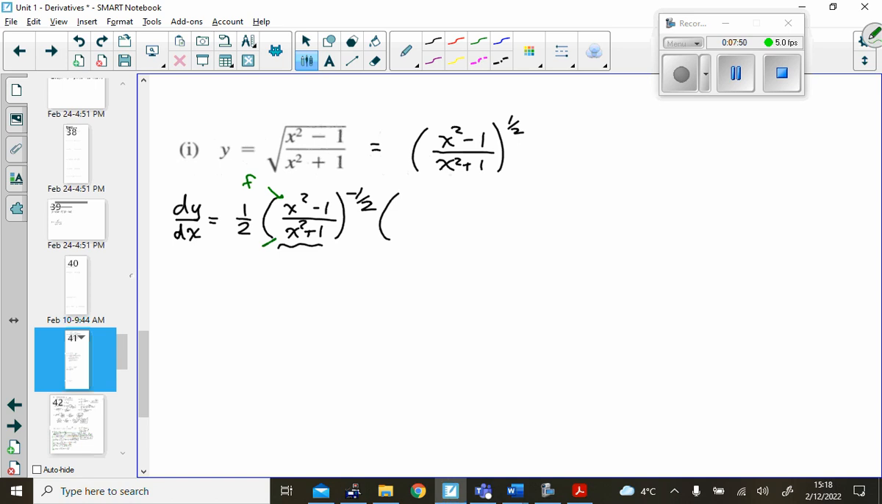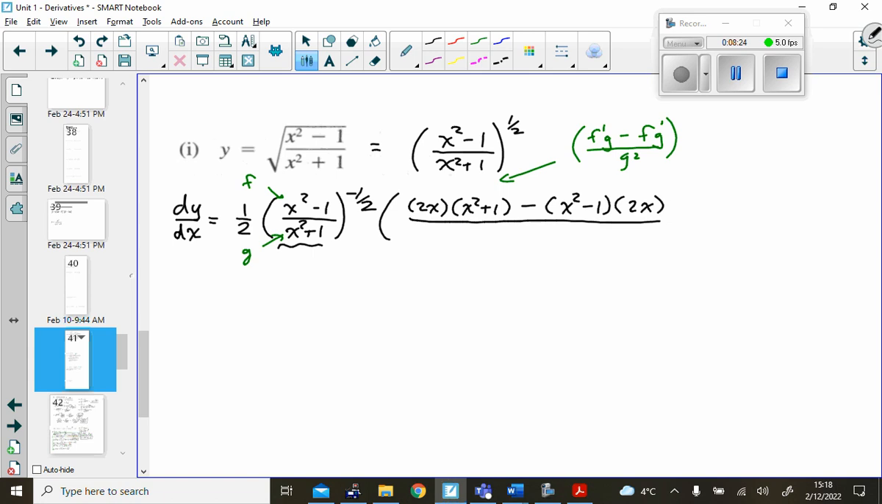The top term is f. The bottom term is g. f prime g minus f g prime over g squared is what goes in this bracket I'm about to write. So f prime is 2x, g is x squared plus 1, minus f is x squared minus 1, g prime is 2x, all over the denominator squared, which was x squared plus 1 squared.